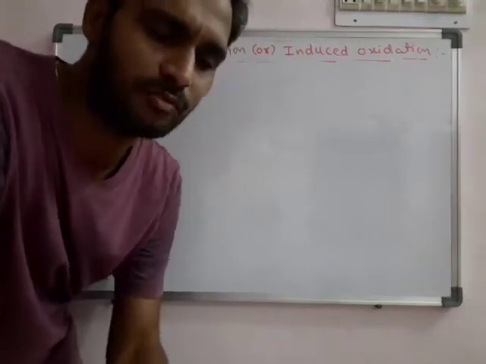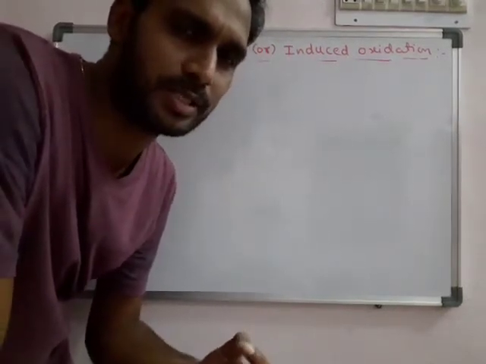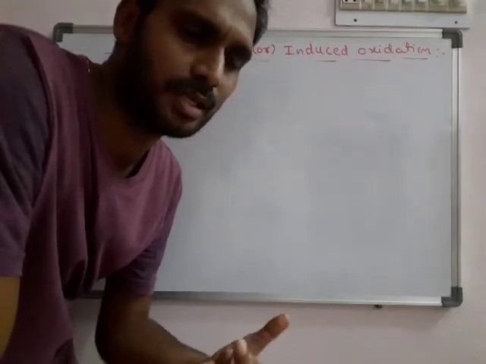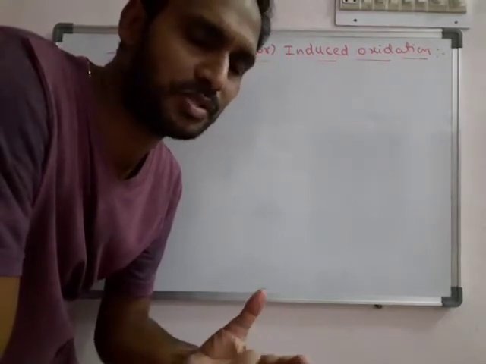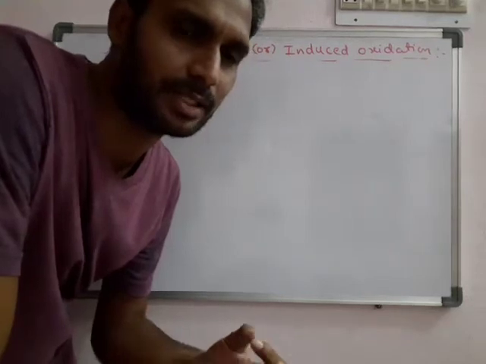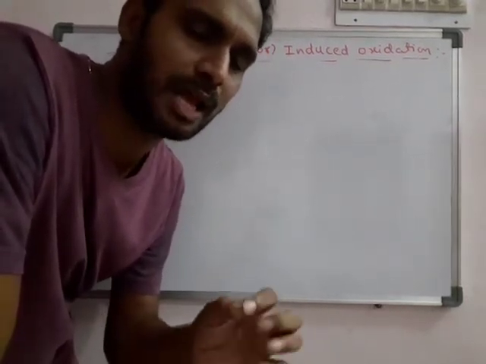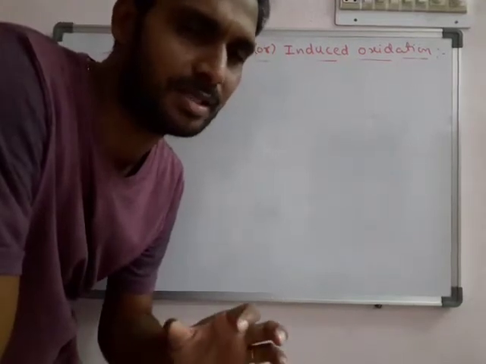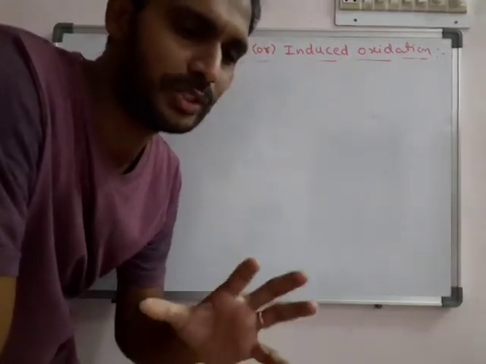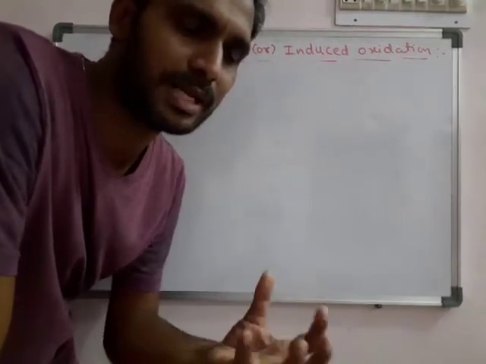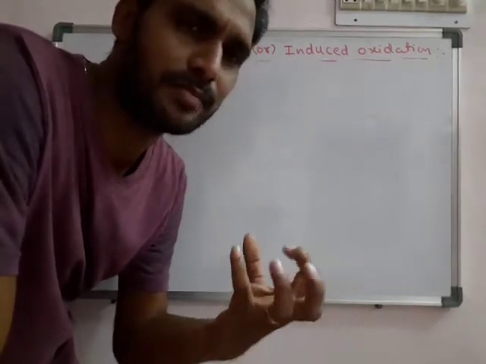or if you see the non-metals phosphorus, metals like zinc, lead, even some compounds like turpentine, an organic compound, a hydrocarbon having the molecular formula C10H16. So these compounds absorb the oxygen present in the air. They easily absorb the oxygen.